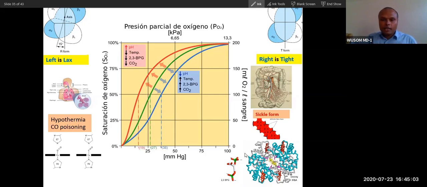So right shift means a shift that will cause release of oxygen. Right shift means a shift that will cause a squeezing effect. Some component will come here and squeeze this hemoglobin, and this will make the hemoglobin convert into taut form. When it converts into taut form, it will cause release of oxygen into the tissue. So it will lose the affinity for oxygen. These factors are squeezers.